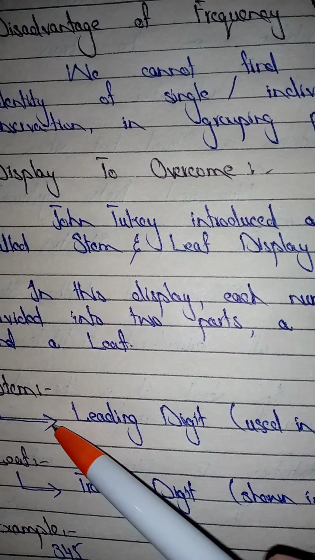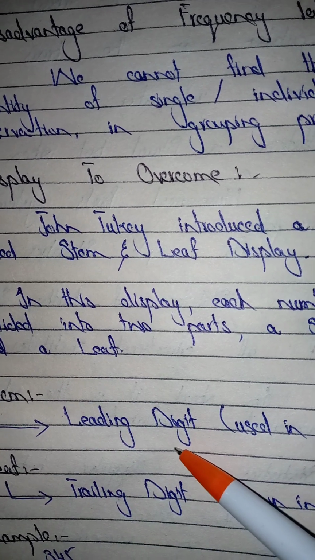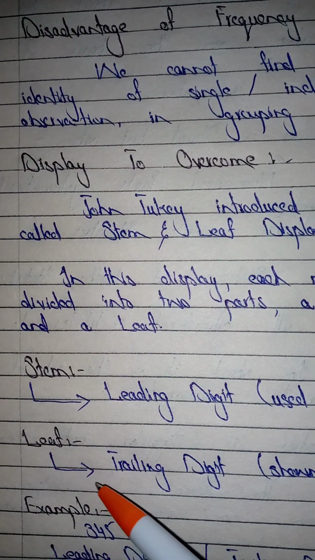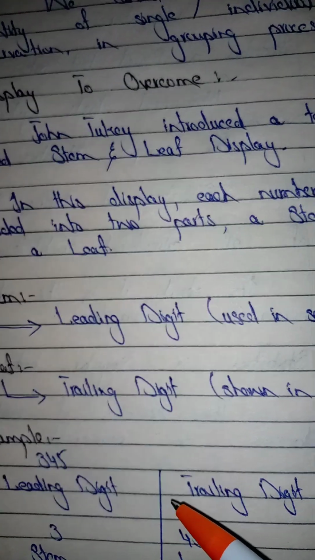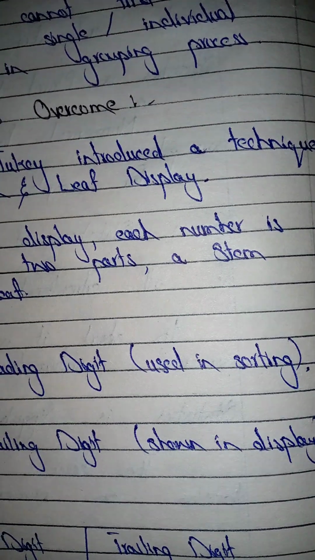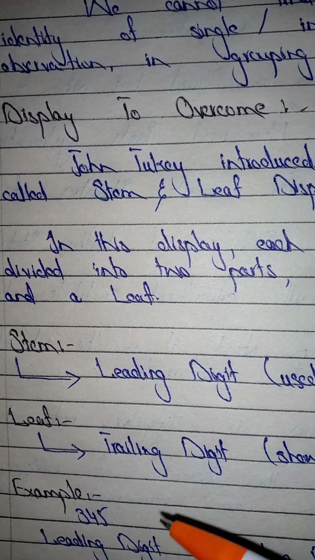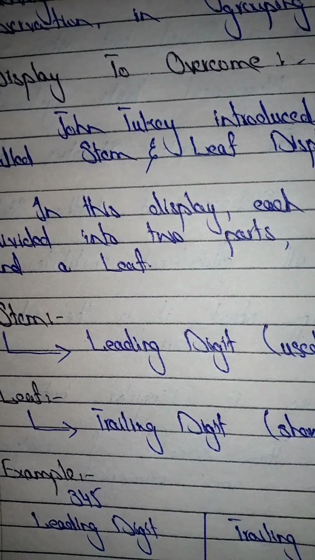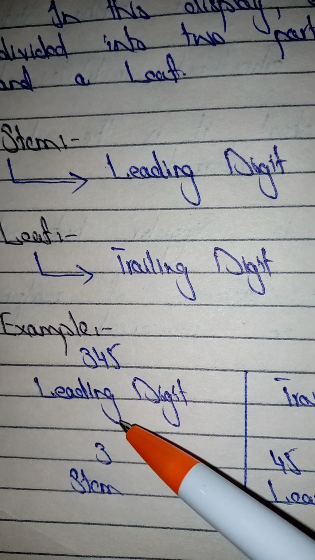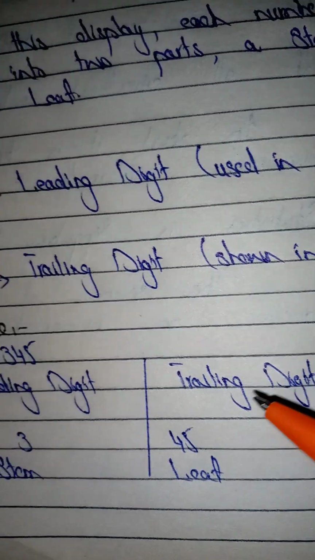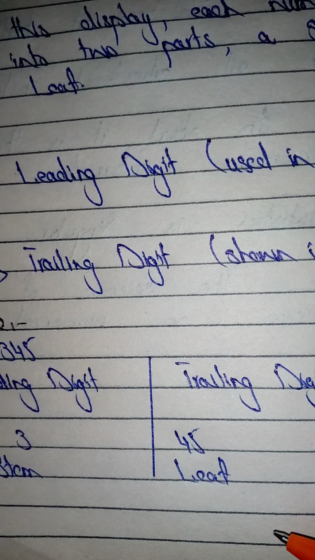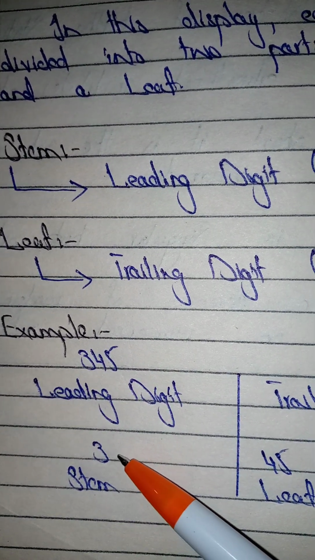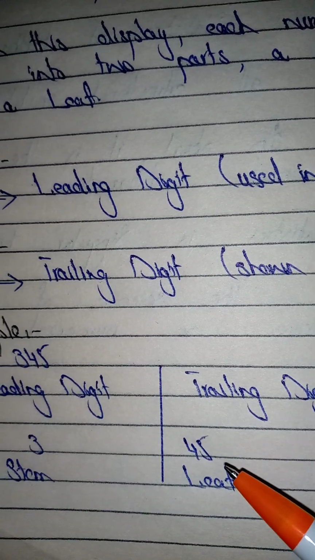Now the stem, which is also called the leading digit, is used in the sorting process, while the leaf is called the trailing digit and it is shown in the display. We will have an example here, which is 345. We will write it with the leading digit here and the trailing digit here, which is the stem and which is the leaf. The trailing digit is the leaf. So we will write 3 in the leading digit and 45 in the trailing digit.